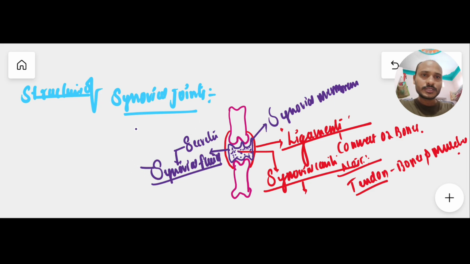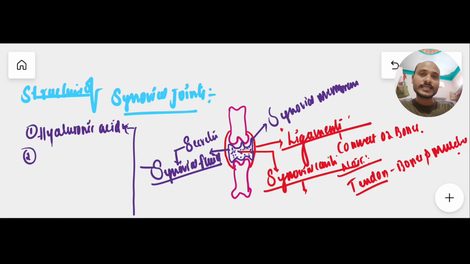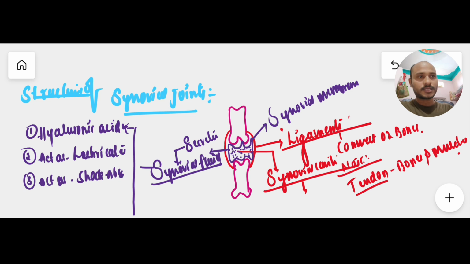Here we will discuss them. The synovial fluid contains hyaluronic acid, and it acts as a lubricant, and it also acts as a shock absorbent. And very important, the synovial fluid is present between the bones of these joints to prevent friction. So it prevents friction between bones.